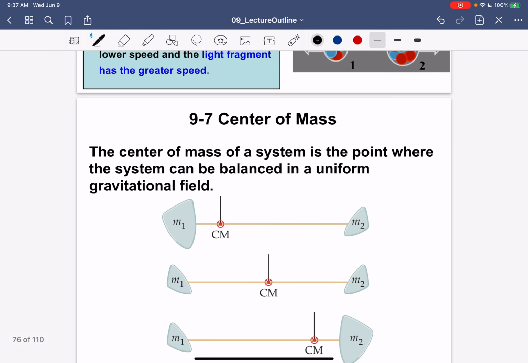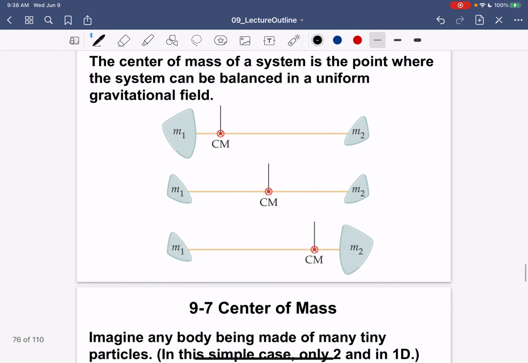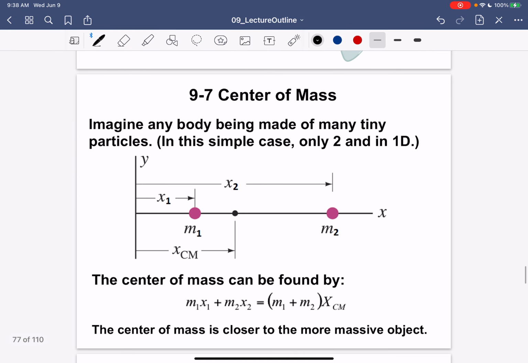Now, the idea of center of mass: the center of mass of a system is the point where the system can be balanced in a uniform gravitational field, and that point is always going to be towards the heavier part of the object. This explains why our center of mass is more towards our upper part, because it's heavier. When the masses are equal, of course, it is going to be in the middle. This is how we calculate the center of mass.